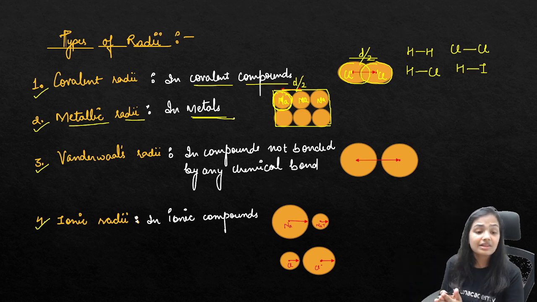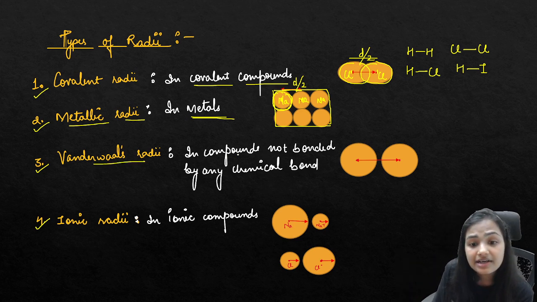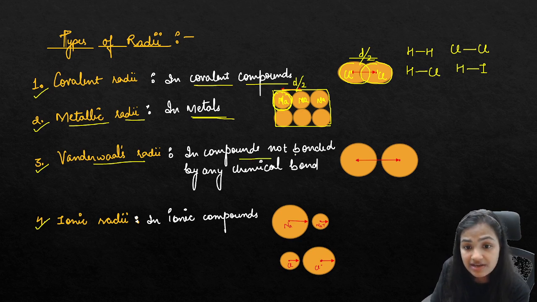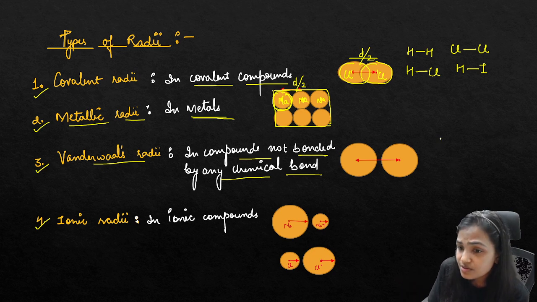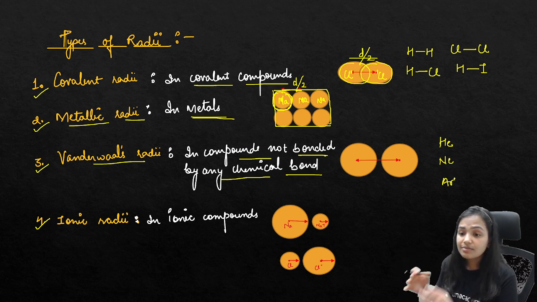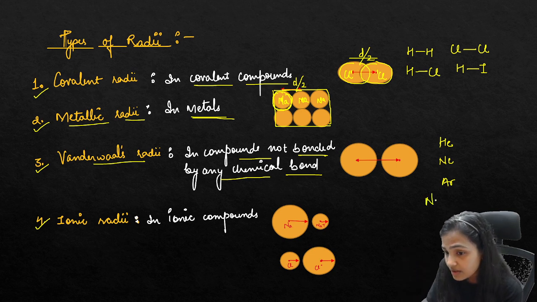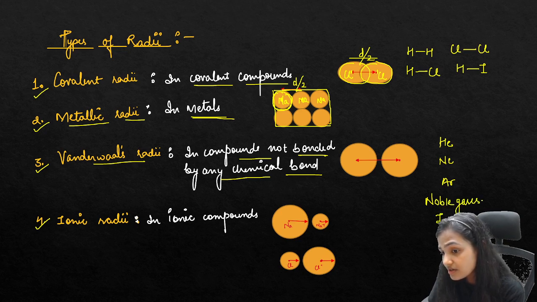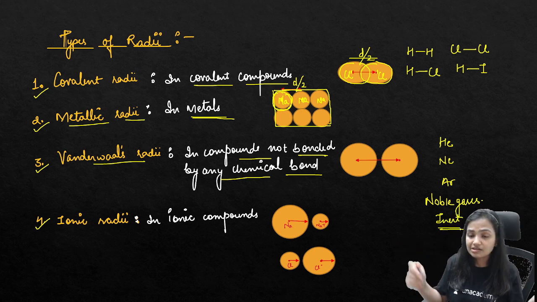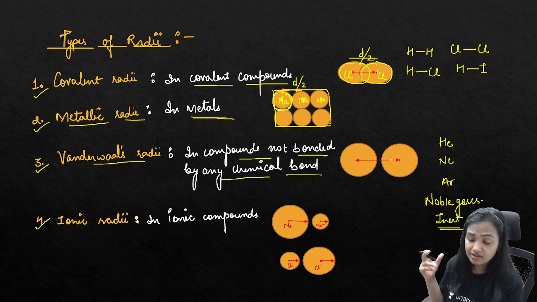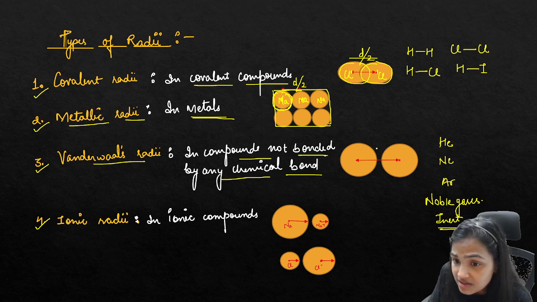Okay. Now, van der Waals radii. Van der Waals radii can be determined only in such compounds which are not bonded by any chemical bond. So, what are such molecules? Such molecules could be helium, neon, argon, all the noble gases, because all these noble gases are inert. They do not react. They are gases. They remain away from each other. They don't do any chemical bond formation. They are just coming closer because of the physical interaction.